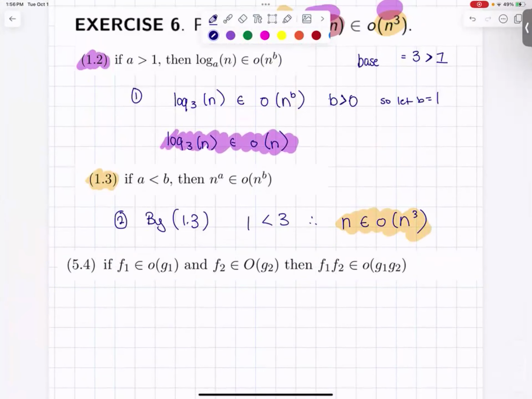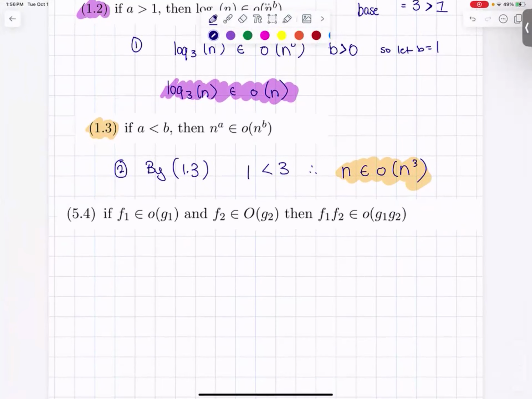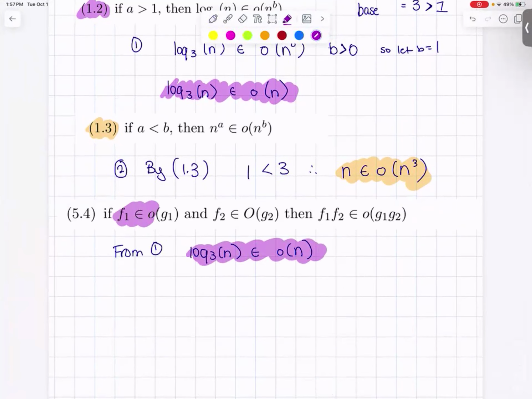It says that we can apply this property here where f1 is in little o of g1 and f2 is in big O of g2. Then both together, multiplied together, will be in little o of g1 g2. So what can we say? Well, from step 1, we know that log base 3 of n is in little o of n. And from 2, n is in big O of little o of n cubed, which is this part.